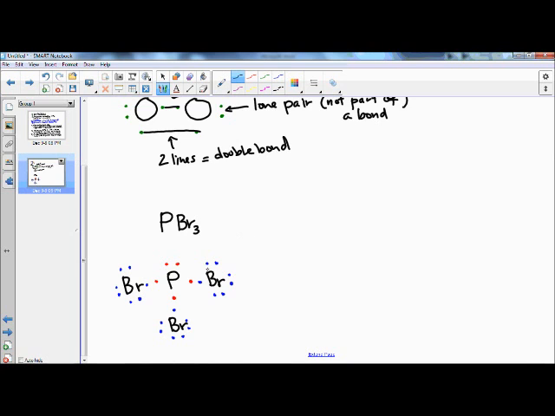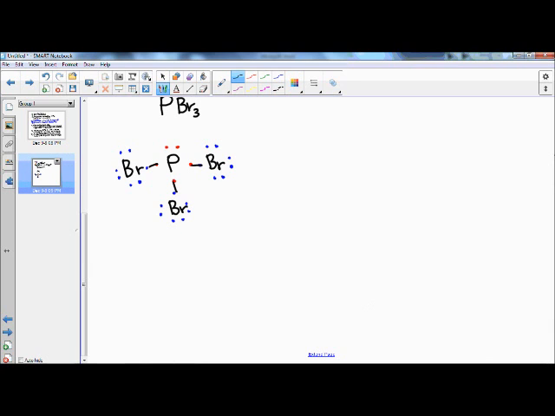Now I have to draw the lines. Do not forget to draw the lines. Not drawing the line means the atoms aren't bonded to each other. In this case, these are single bonds between phosphorus and each of the bromines. This is not a triple bond. A triple bond would be 3 lines between the same two atoms.